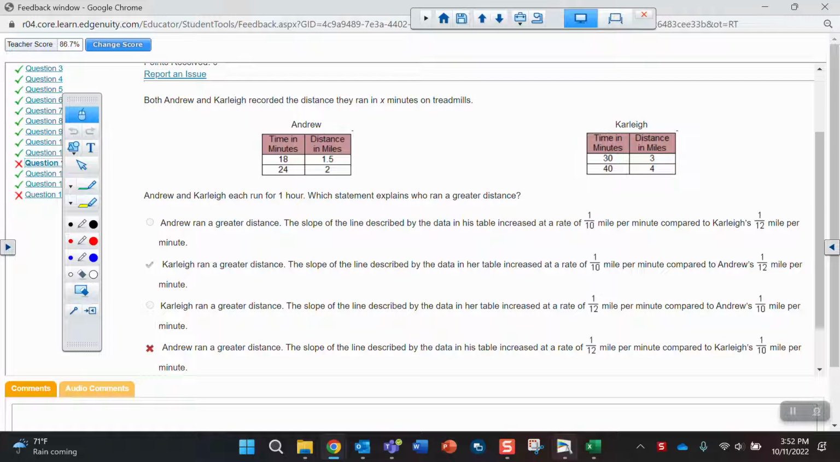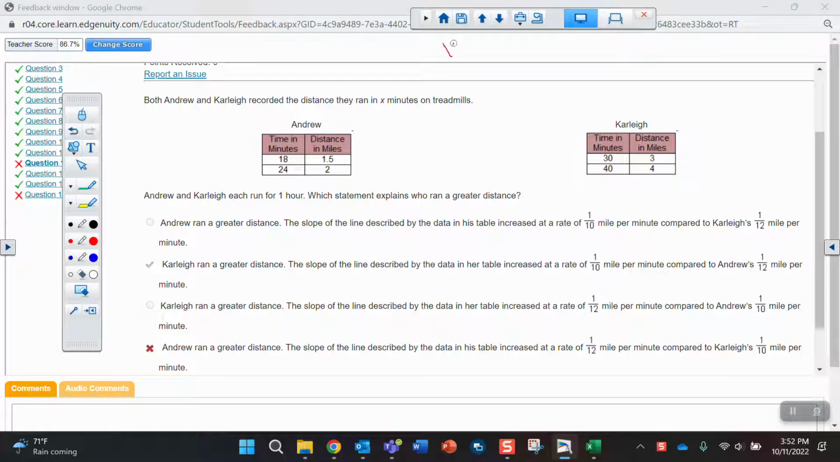Both Andrew and Carly recorded the distance they ran in X minutes on treadmills. I'm not going to look at the table just yet. Andrew and Carly each run for an hour. Which statement explains who ran a greater distance? In order to figure this out, we need to calculate the slope. Basically, they've got two ordered pairs in both of these tables.